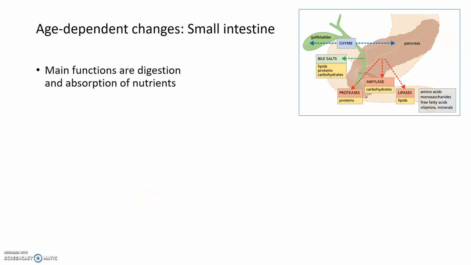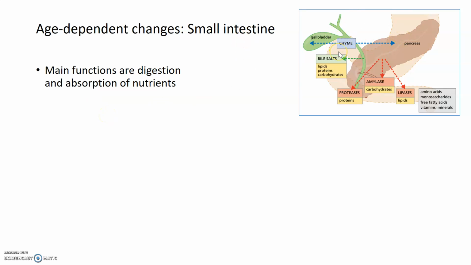So in the previous part of this lecture, we talked about some age-dependent changes that happen in both the mouth and the stomach. And now we're going to finish by talking about some of the age-dependent changes that happen in a latter part of the gastrointestinal tract, the small intestine, right? And so the main function of the small intestine is mostly in absorption. There's a small amount of digestion that happens at the beginning of the small intestine, but mainly its function is to absorb nutrients.